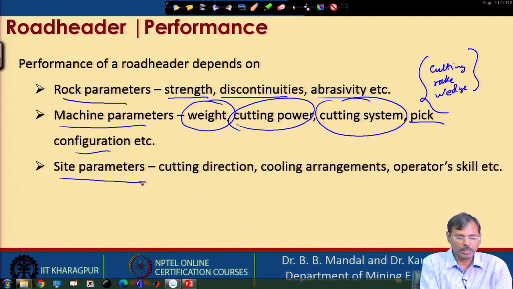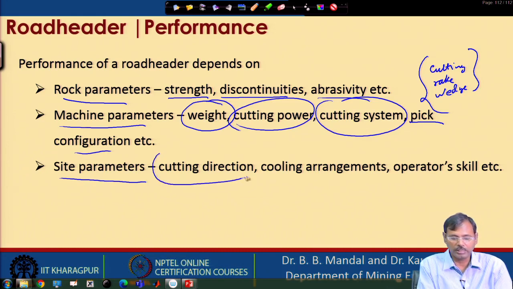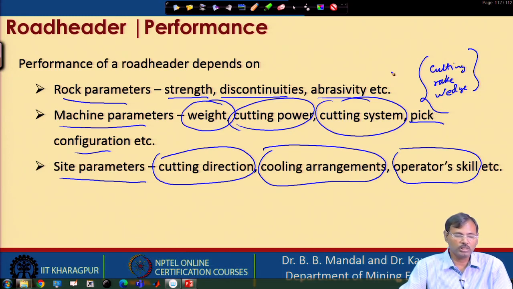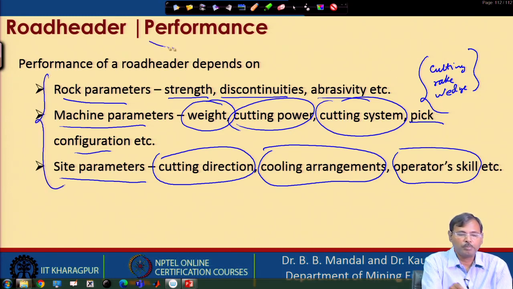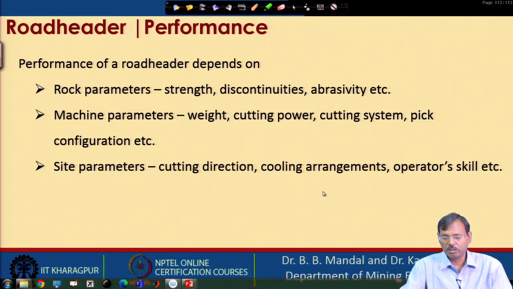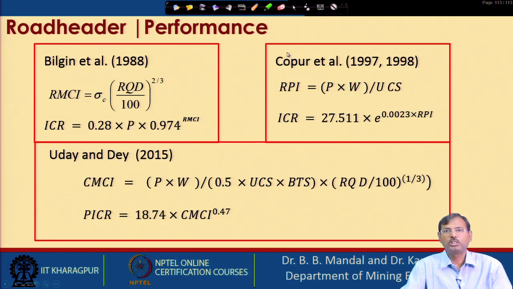Last and final set of parameters are site parameters, that is the cutting direction, whether the cutting is towards the foliation or towards the bedding direction of the bedding planes or against the direction of the bedding plane. Then the pick cooling arrangements are very important. If you are not using the water, the pick will be hot and its performance will be lost, and the operator skill is another important factor. Based on these three sets of parameters, the performance of a road header depends a lot, and based on the performance we have to choose the type of road header.